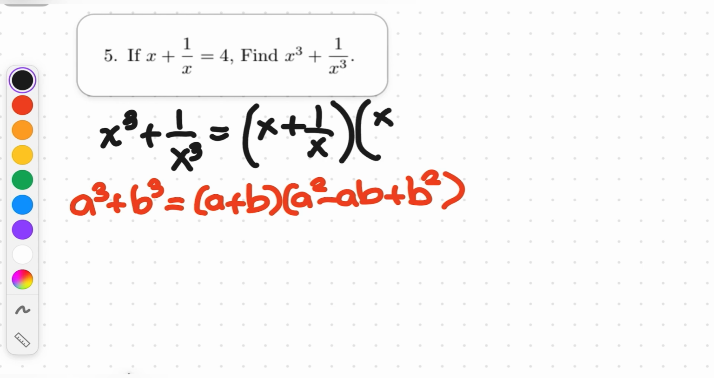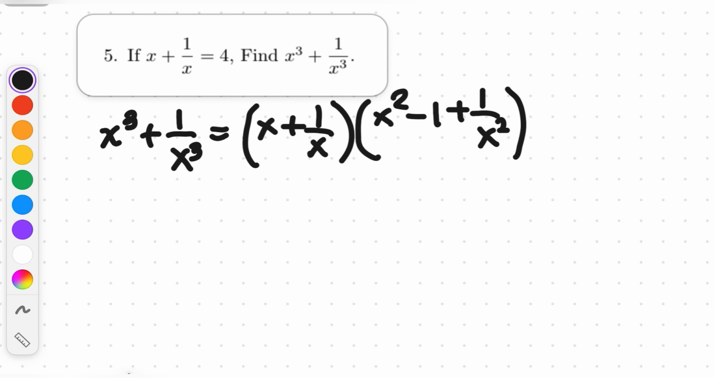times x squared minus, the middle term is a times b, that's the product of the two terms in the binomial, which is x times 1 over x, which is just 1. So that middle term becomes minus 1, right? And then plus 1 over x squared. Okay, so we're making some progress here. We already know x plus 1 over x. That's given. So the question is now, how do we find this other thing, the trinomial factor?